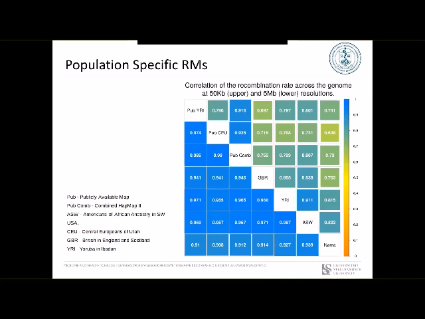The figure shows the correlation of the recombination rate between various populations at a 50 kilobase resolution in the upper triangle and a 5 megabase resolution in the lower triangle. I found that the relative correlations between populations are related to the continental levels of population differentiation. Interestingly, the Nama recombination map was the most distinct at a 5 megabase resolution.